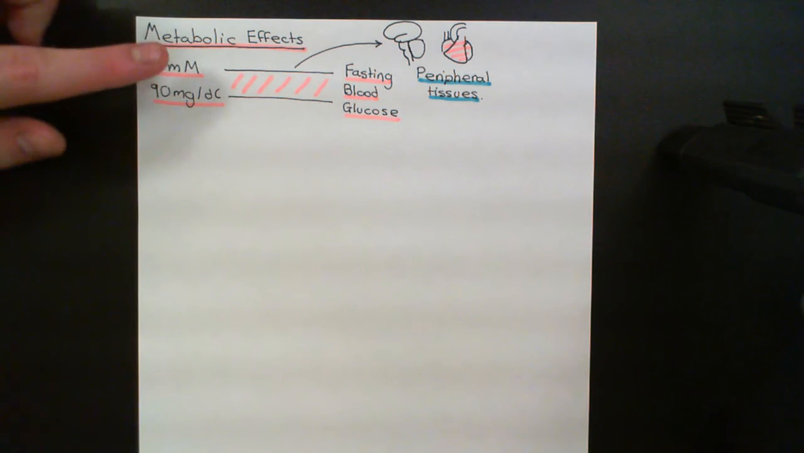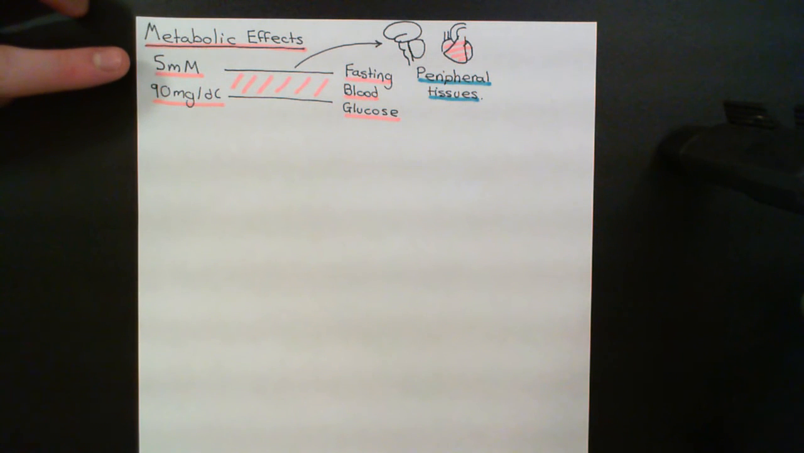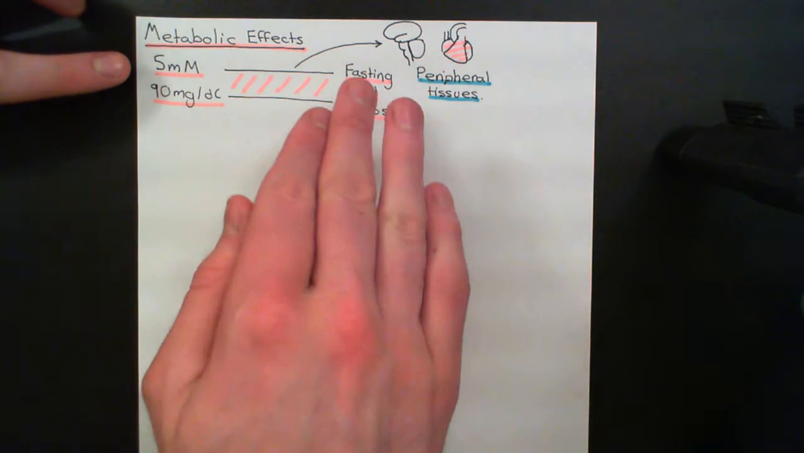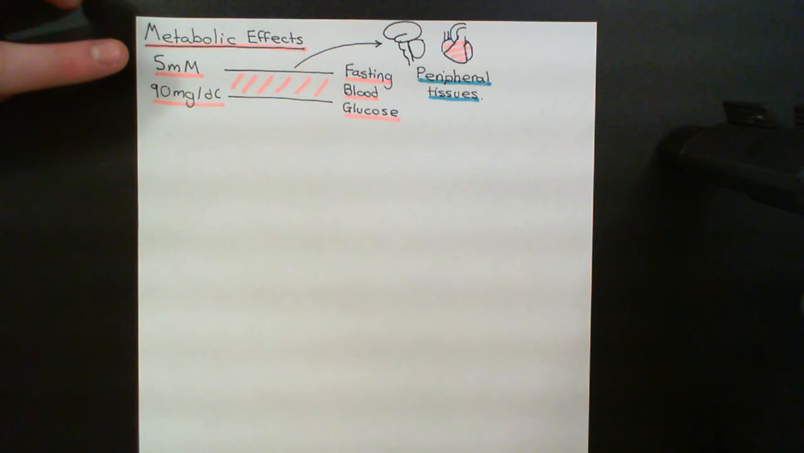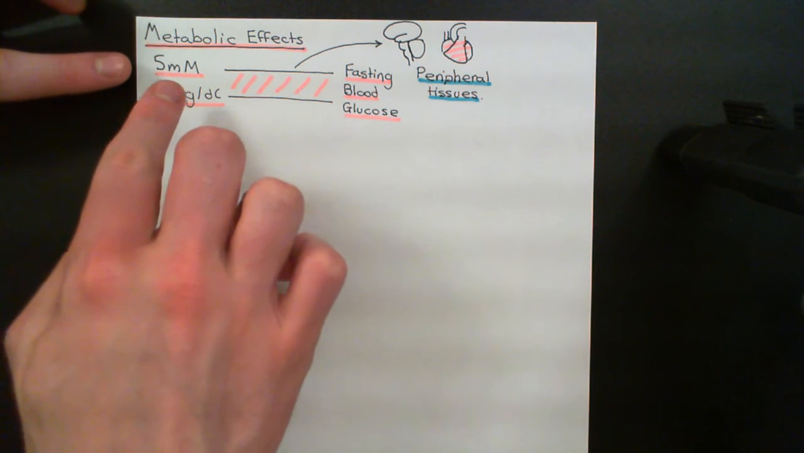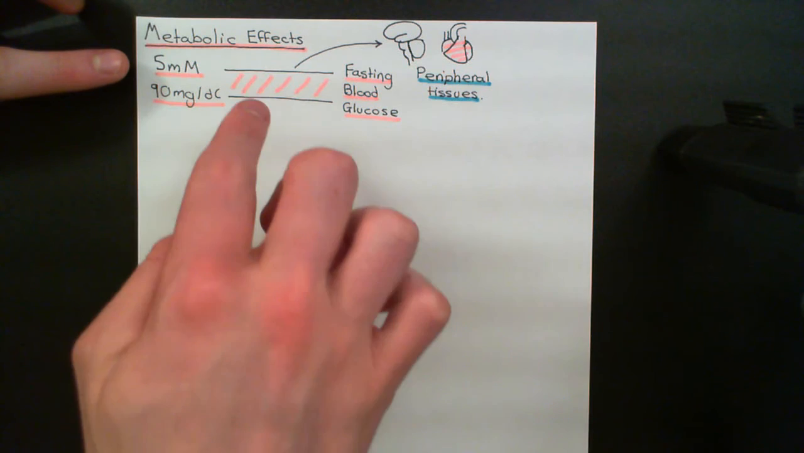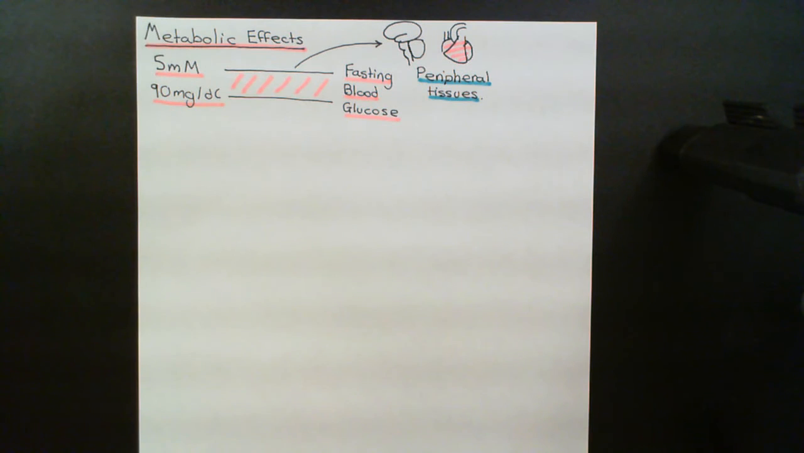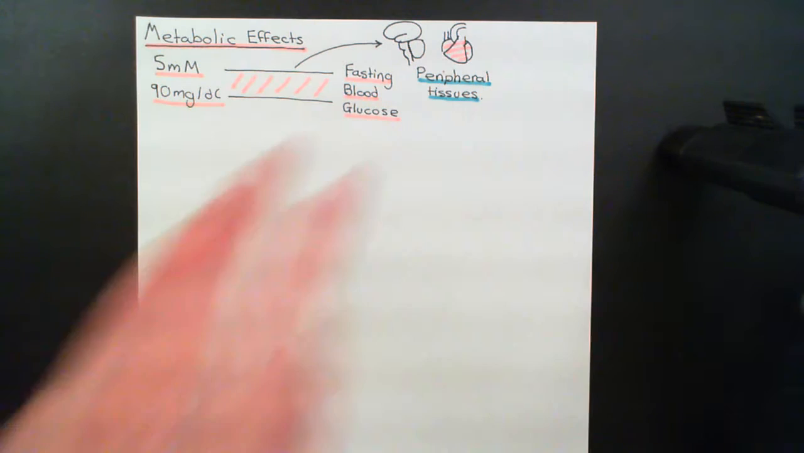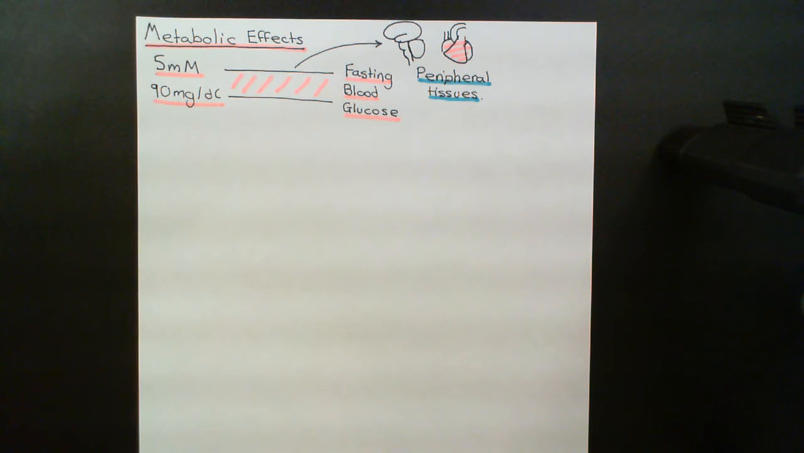So if we're going to maintain blood glucose concentration in the fasting state, so there's no glucose coming in through the intestine, then something is going to have to be putting the same amount of glucose into the bloodstream that the peripheral tissues are taking out. Now, in the fasting state, the intestine is not putting glucose in. So what does put the glucose into the bloodstream continuously?